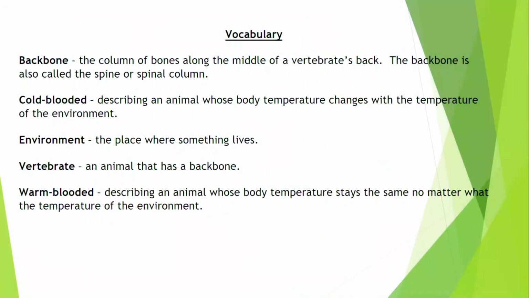And then we're going to be talking about cold-blooded, which describes an animal whose body temperature changes with the temperature of the environment. And of course, you need to know what an environment is. I'm sure you already do. It's a place where something lives. So your home is your environment. Think about the environment of a deer or a squirrel or some other animal you know. That's their environment, where they live. Vertebrate is an animal that has a backbone. Warm-blooded describes an animal whose body temperature stays the same no matter what the temperature of the environment.